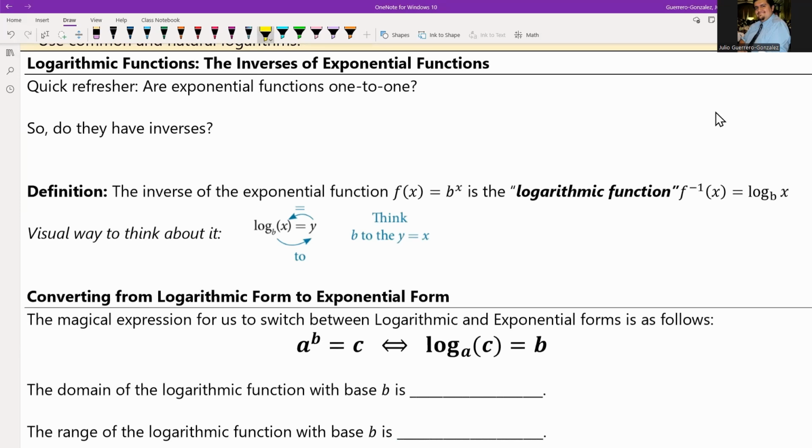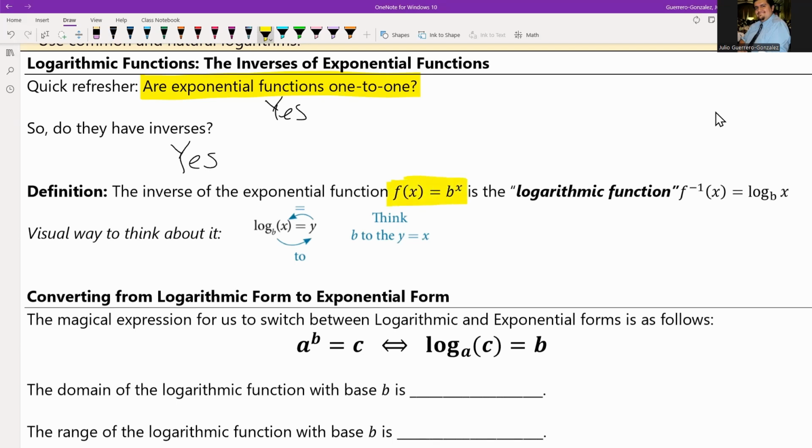So if you recall, are exponential functions one-to-one? Real big hint. Yes, they are, right? So do they have inverses? Yes, they do. Everything that is one-to-one will have an inverse, okay? So now we have the reason why we have the logarithmic functions: they are an inverse to the exponential function, okay? So suppose you had this, right?